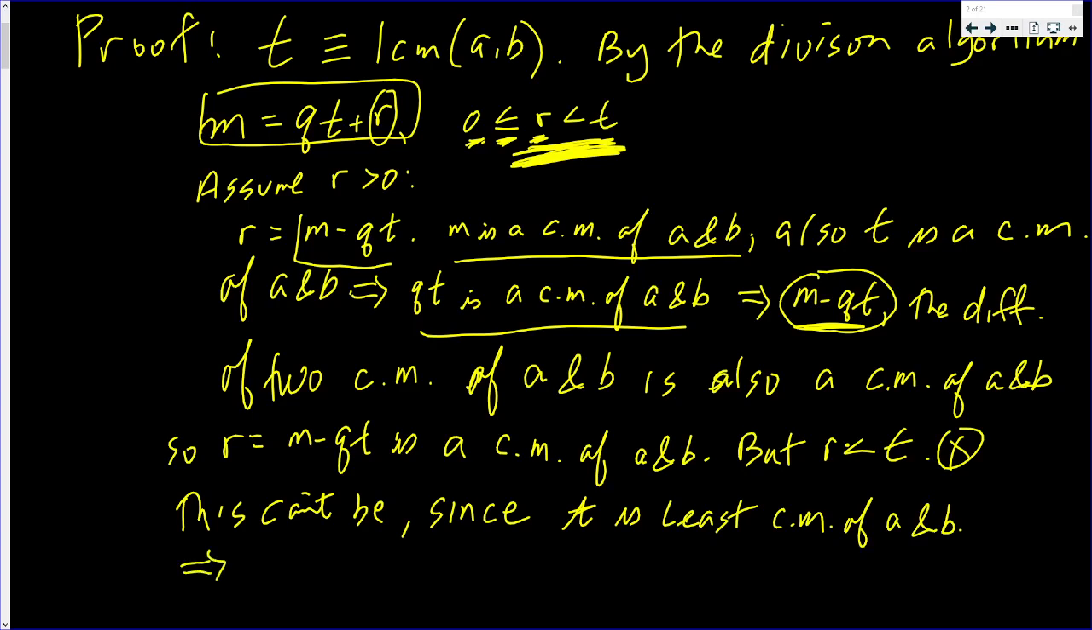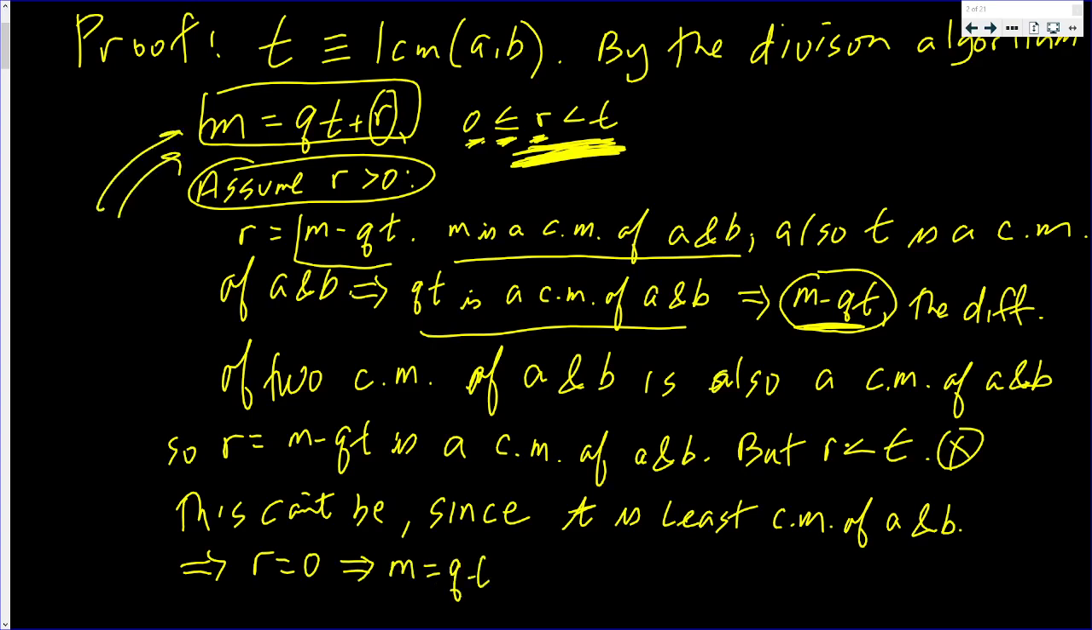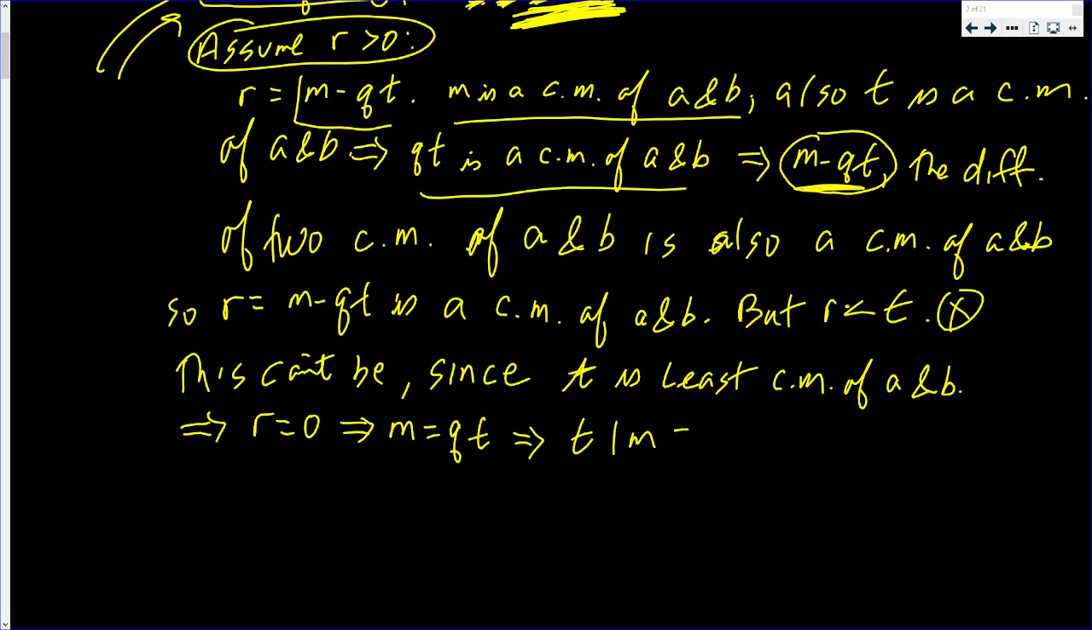So that implies that our assumption is wrong. That implies r equals 0, which implies from up here that m is equal to qt, which implies that t divides m, and for completeness, t was the LCM of a and b, which divides m. And that's the end of the proof.